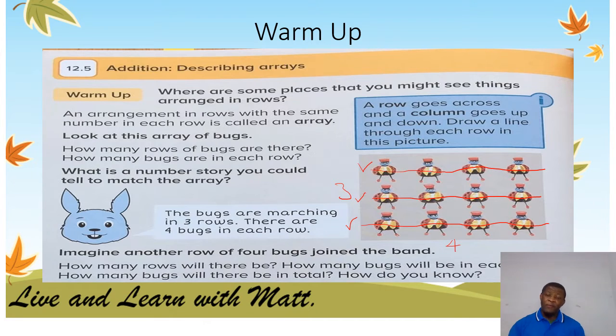And how many bugs would there be in total? So 4 by 4 will be 4 groups of 4 or 4 rows of 4. We call it 4 rows of 4 will be equal to 16. Four rows of 4 equals 16. So there are 16 bugs in total.